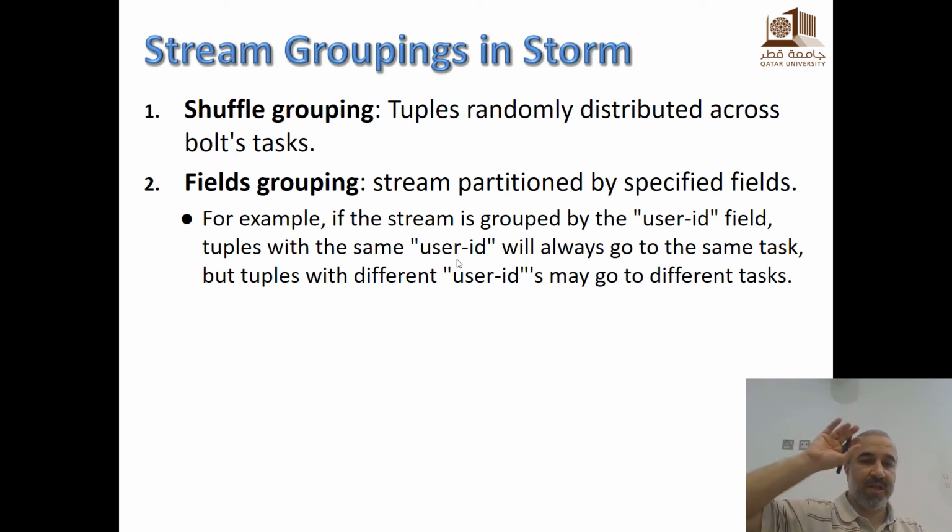But all the tuples of the same field will go to the same task, with the same value of the field, of course. Tuples with different user IDs may go to different tasks. Doesn't matter. They might go to the same task, but generally they might go to different ones. But for the same value of the field, all the tuples that have this value will go to the same task. Okay, is this one clear?